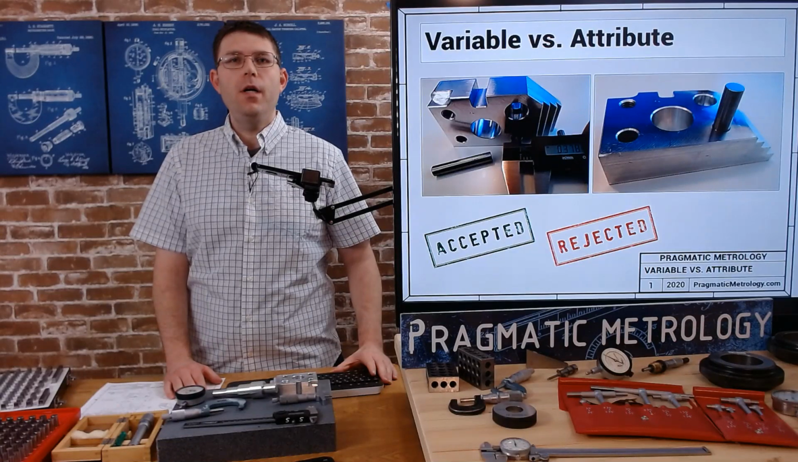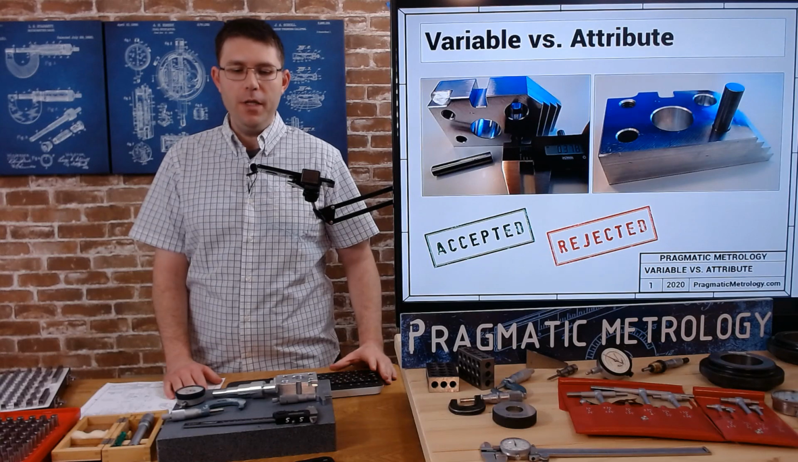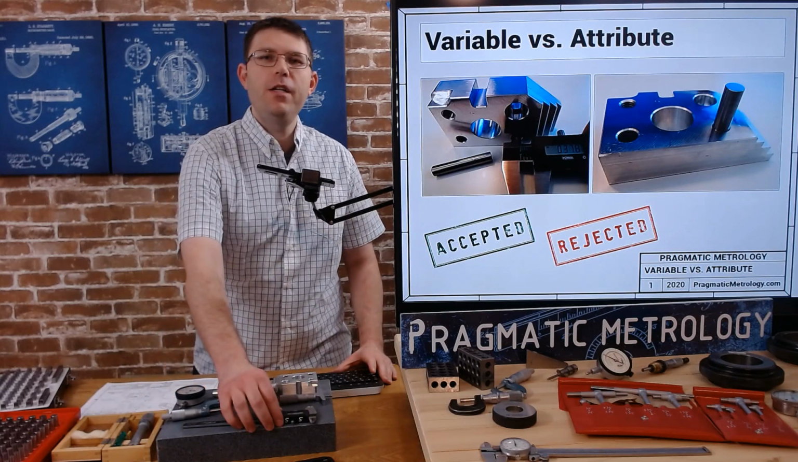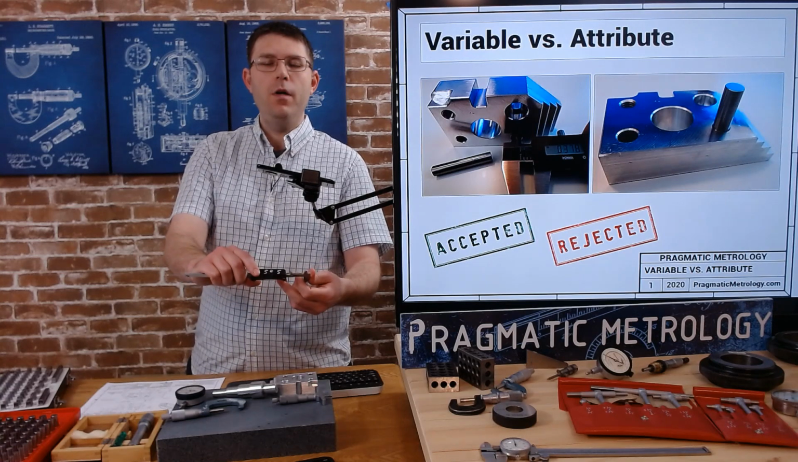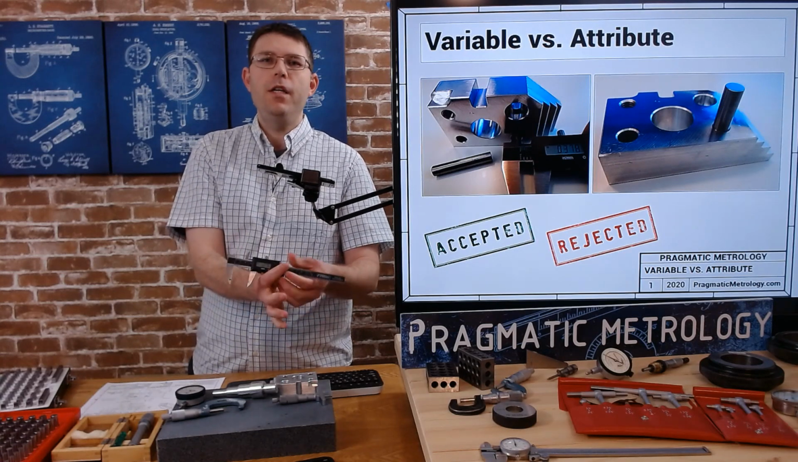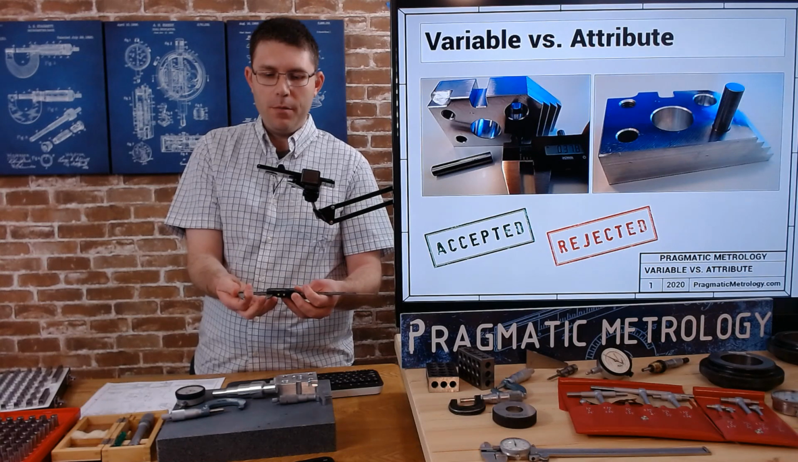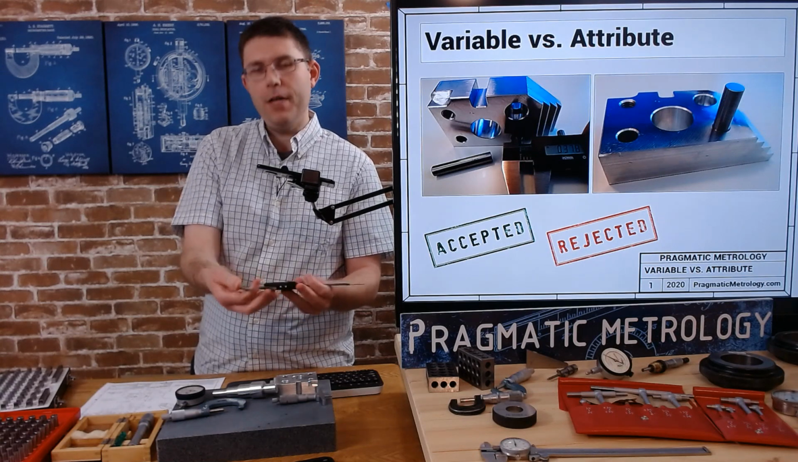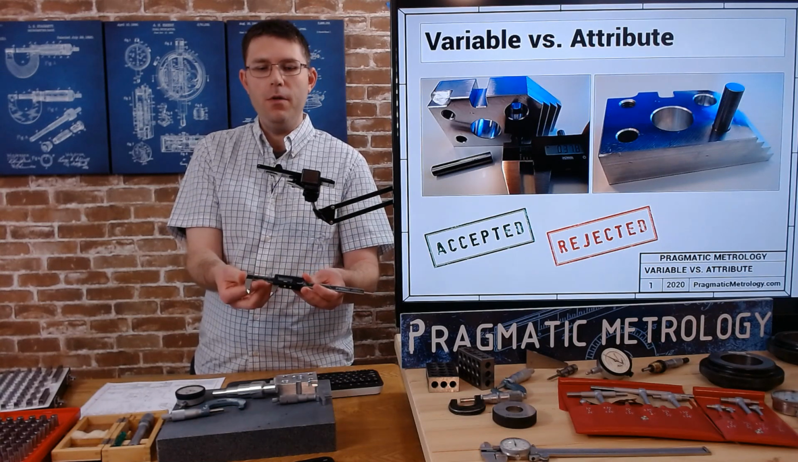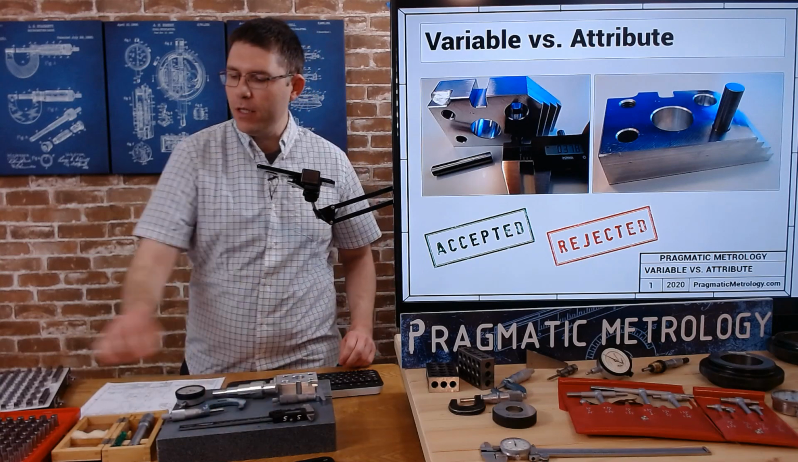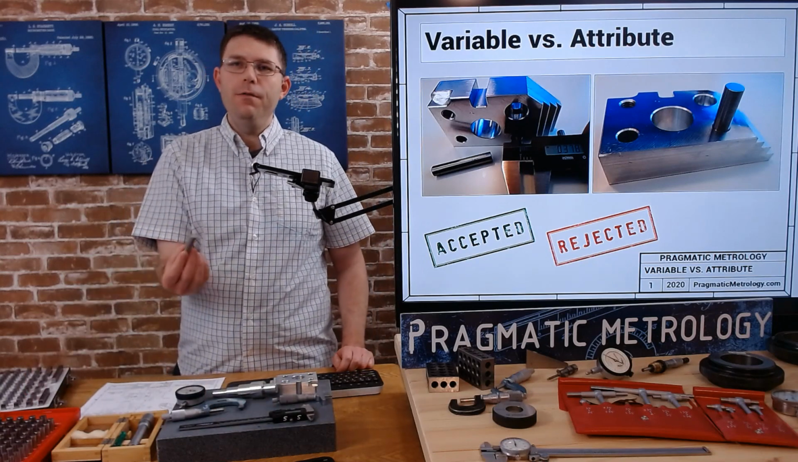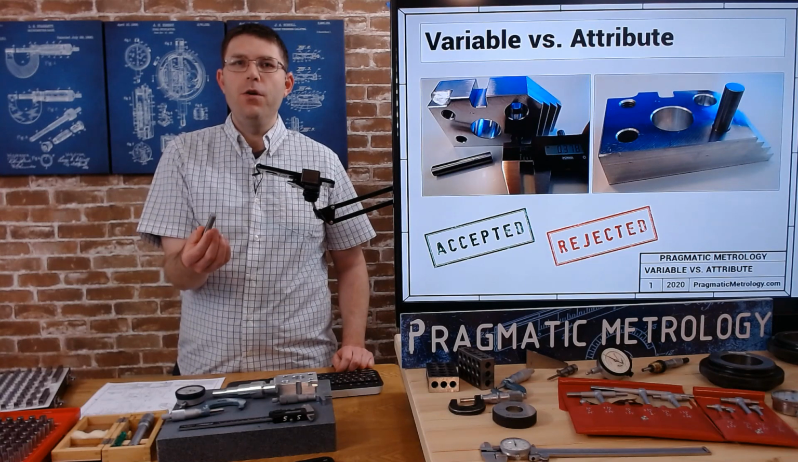In this video, I'm going to be teaching you about the difference between variable gauges and attribute gauges. A variable gauge, like a caliper here, gives you a direct reading of what it's measuring. So you're going to get an exact number, for instance, 1.564 in this example. An attribute gauge won't do that for you. An attribute gauge is just going to tell you, did it fit or not? We call this go, no go.